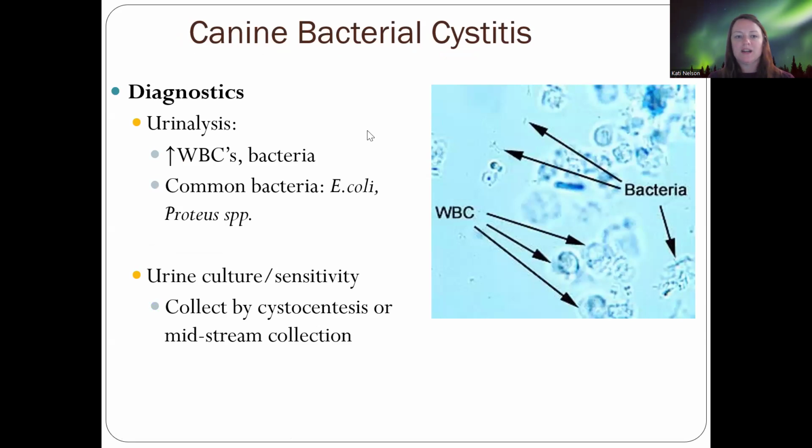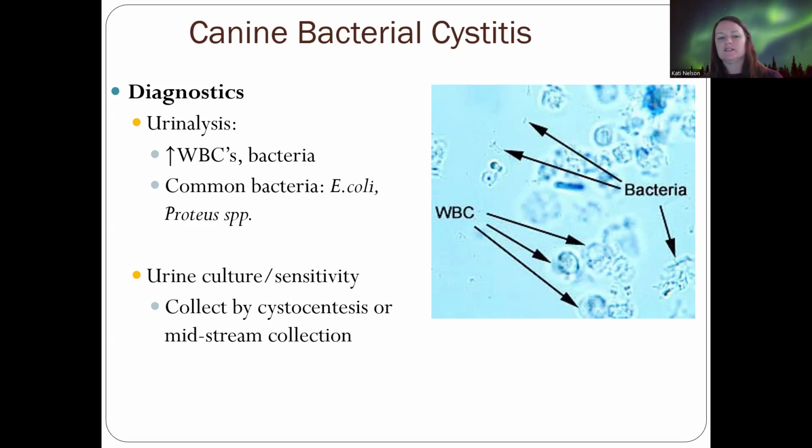So, diagnostics here, we have our urinalysis. So we'd have an increase in our white blood cells. We are going to have an increase in bacteria. So that's something that we're going to be looking for. The most common one is E. coli, and the Proteus species. So E. coli tends to be a bit of a problem these days, right? We see it with a lot of our situations.